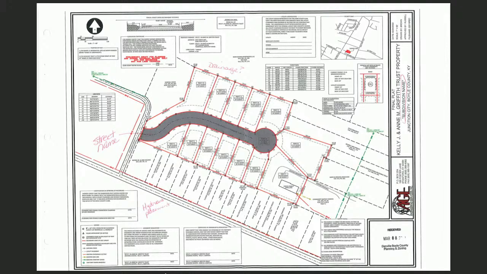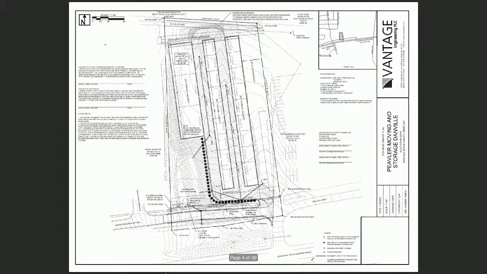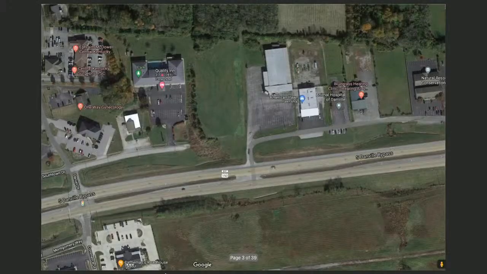Chair, I move that we approve the letter of credit contingent on the approval of the preliminary plat. Motion, Commissioner Ruby. Second, Commissioner Collier. Any discussion? All in favor? Motion carries.